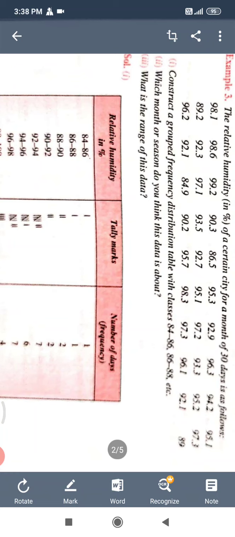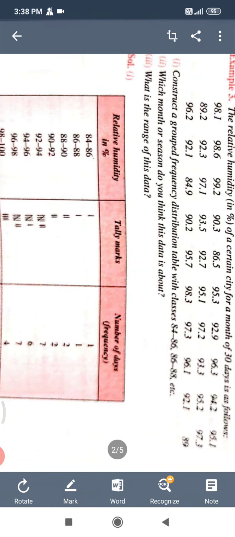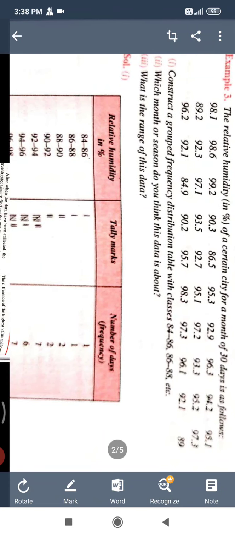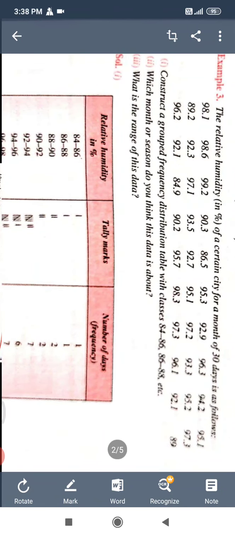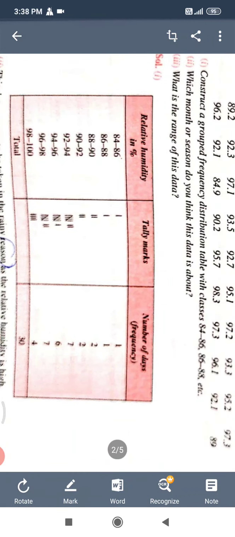Next, 86 to 88, there is also one number. Which number? 86.5. Okay, this number is the only one between these. Do not include 88, the last number.